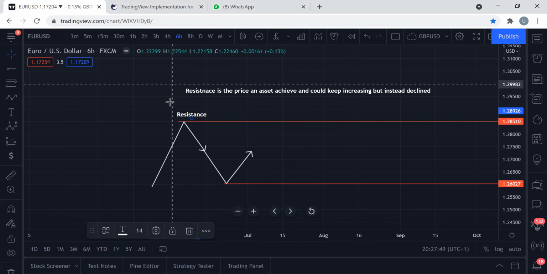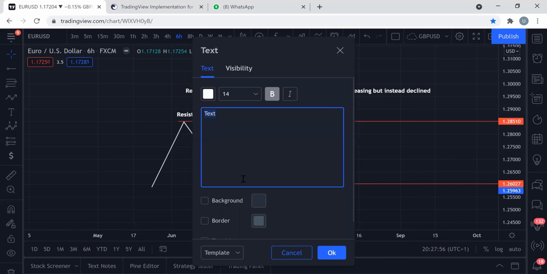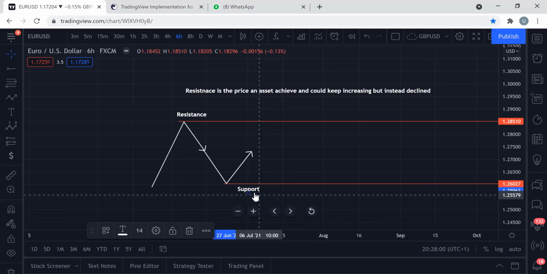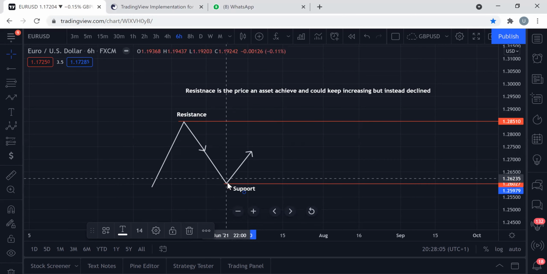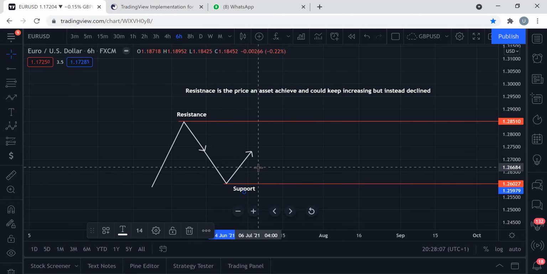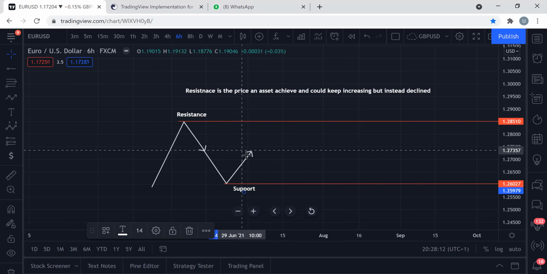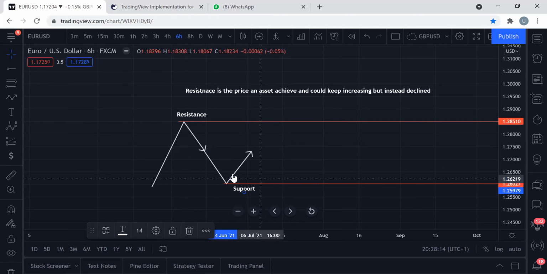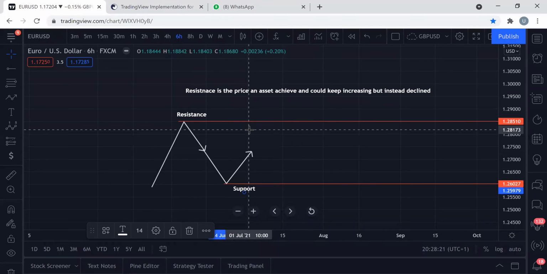And on the flip side, this is support. Sorry, this is support now. This is the point the price got to and could not keep going down, and instead it reversed. Now with this support price and resistance price, you just know that price found resistance here and found support here. You can't actually make use of it yet.